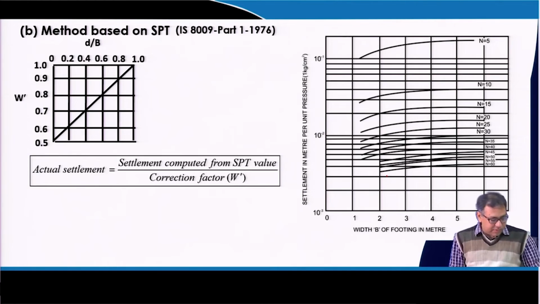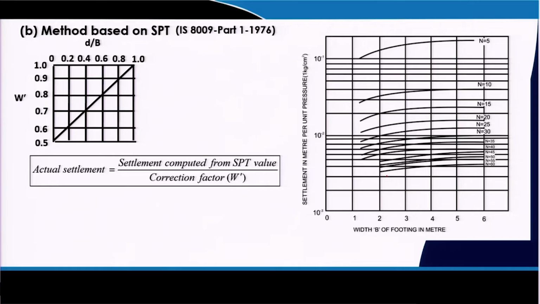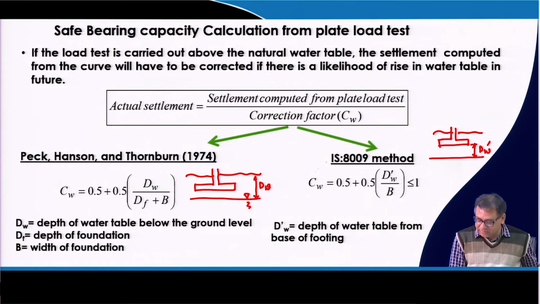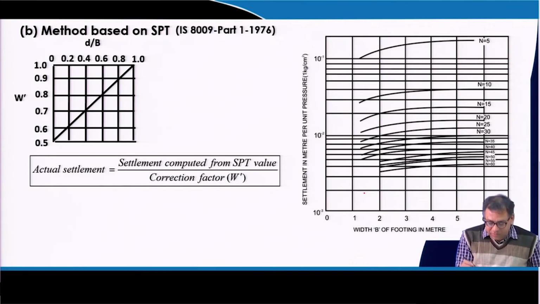Now, the second method that I was talking about is the method based on SPT. This is the chart, and this method is proposed in the IS code, IS 8009 part 1, 1976. Again, you have the actual settlement, then you divide it by the correction factor, and you get the actual settlement from the computed settlement by applying the correction factor. And as I mentioned, when you have to apply the water correction, and when not. Once you get the corrected value, the correction factor W is the same as the equation that I have discussed, but here it is given in graphical form, where D is the depth of the water table from the base of the foundation.